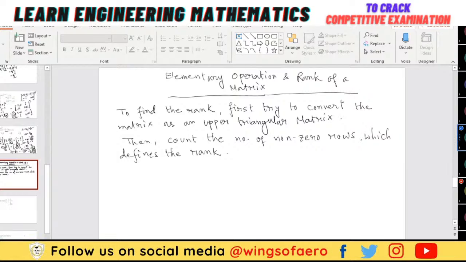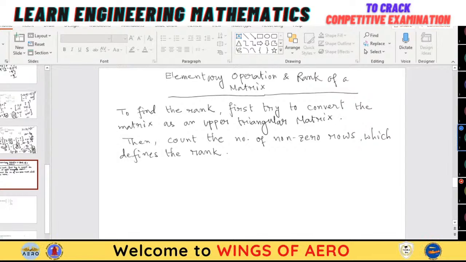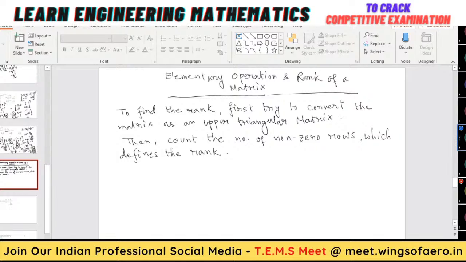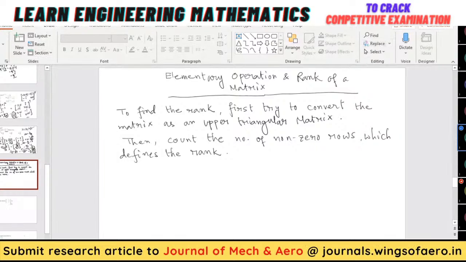So we are using this technique to find the solution of a system of linear equations, which is the most effective application of these elementary row and column operations. Okay, so what is it? First, I just need to discuss it slightly.